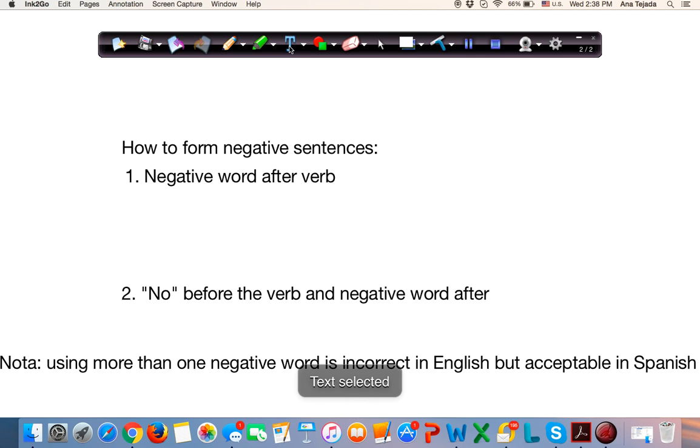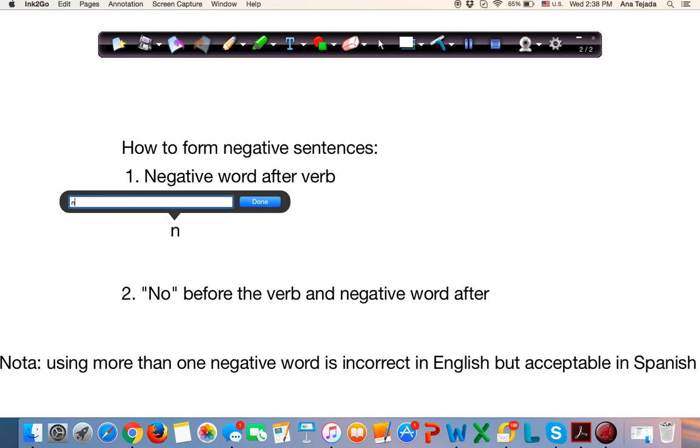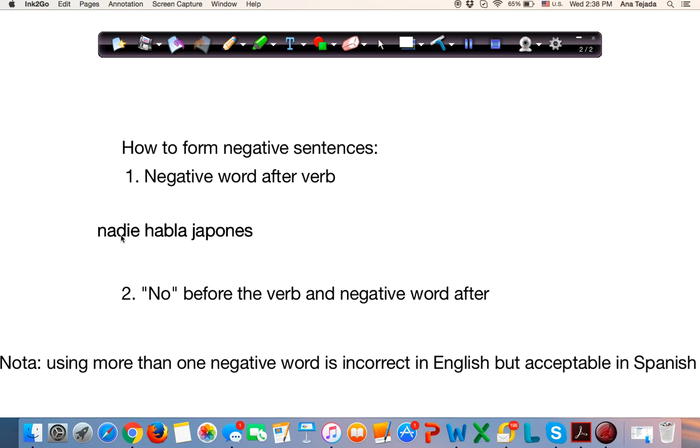One is using the negative word before the verb. Por ejemplo, nadie habla japonés. And it's a perfect example because we're using nadie, but we're not using the personal a, because like I said, it happens sometimes. Nadie habla japonés. Our negative word goes before the verb. Then we have another way to form negative sentences. We place the word no before the verb and then the negative word after the verb.